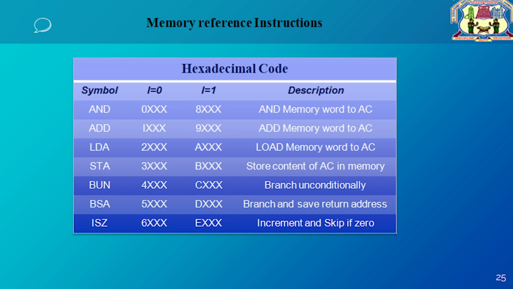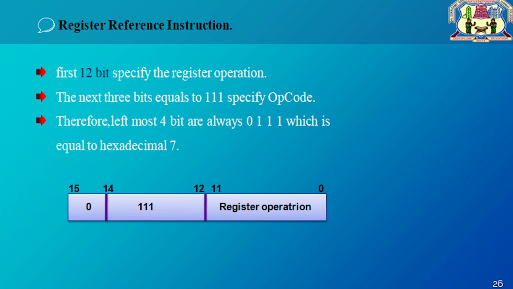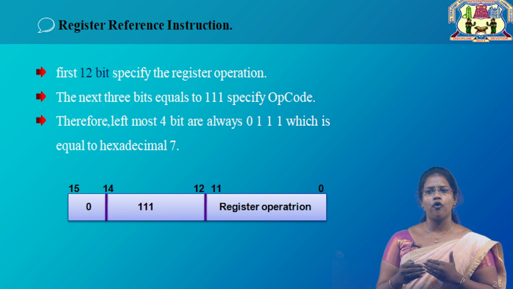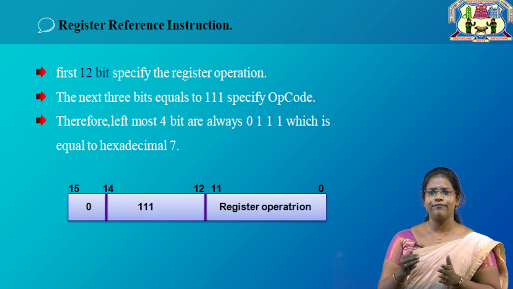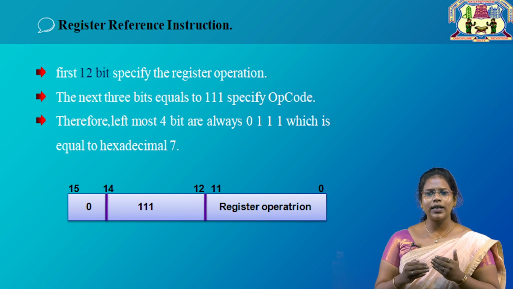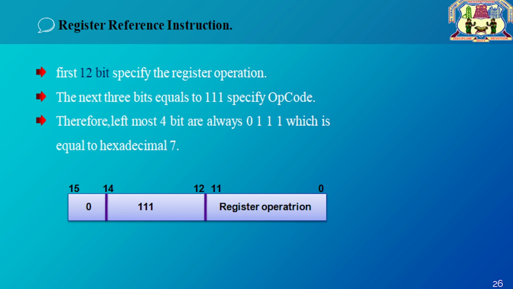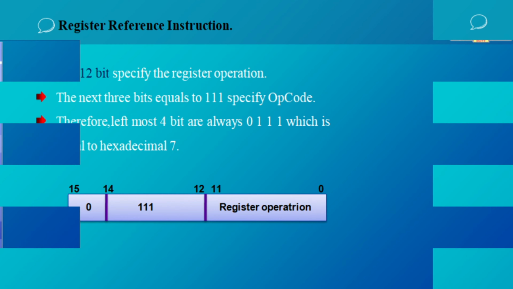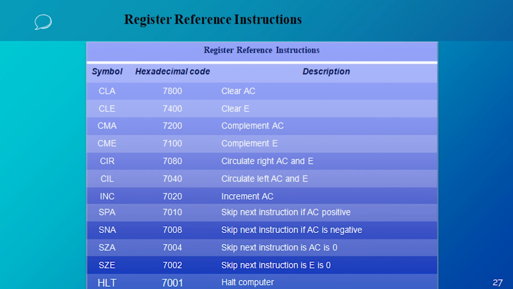The last one is IO reference instructions. The 12 bits specify the IO operation. Then the next 3 bits equal to 111 specify the opcode. The leftmost bit of the instruction is a 1. Therefore, the leftmost 4 bits are always 1111, which is equal to hexadecimal F. This is the IO reference instruction format for your reference.